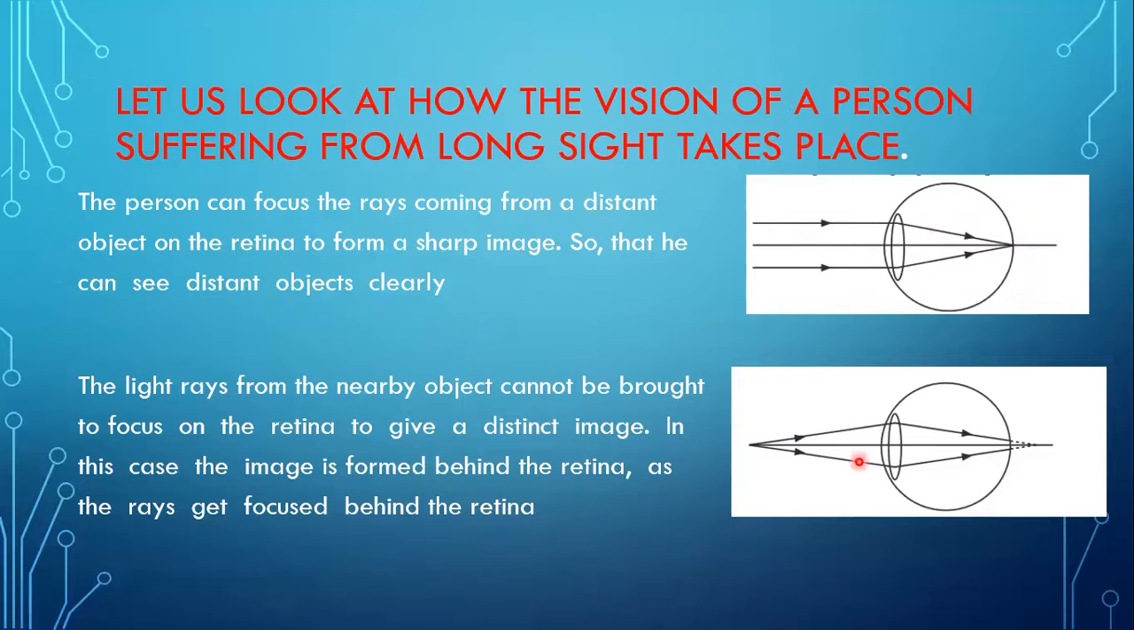The light rays from the nearby object cannot be brought and focused on the retina to give a distinct image. In this case, the image is formed behind the retina. As I told you, the image is formed behind the retina, as the rays get focused behind the retina. You can see in this picture, the image is formed behind the retina, so we can't see the object clearly.